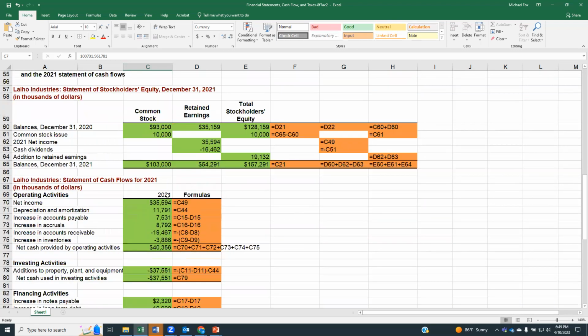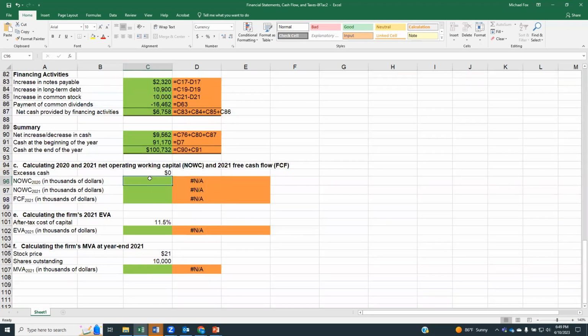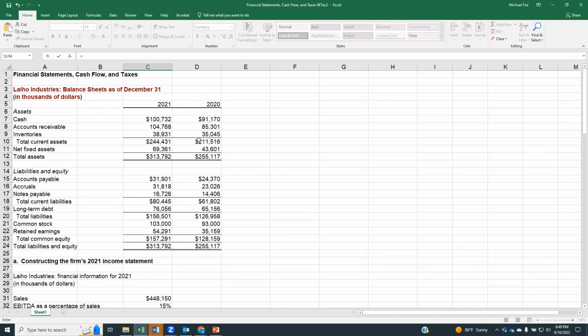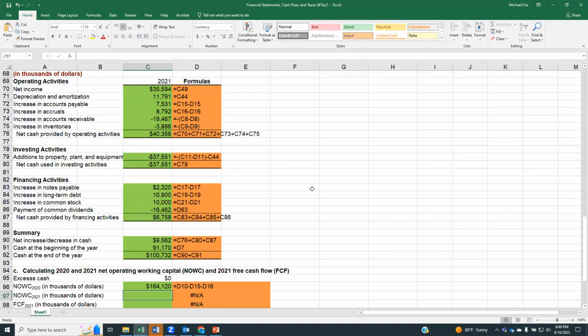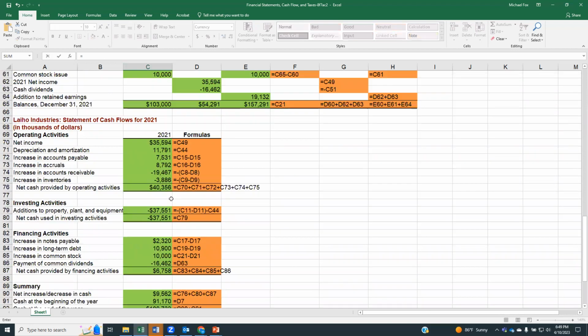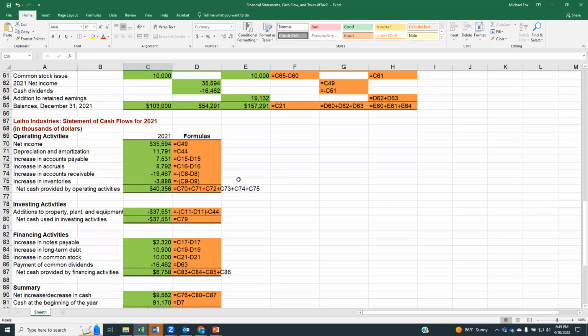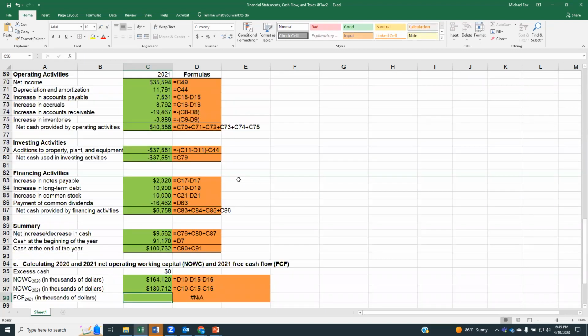Okay. So for this one, all we really do is say for 2020, this equals our total current assets minus our accounts payable minus our accruals. And that's it. For 2021, we'd say this equals our total current assets for 2021 minus our accounts payable minus our accruals. So there is our net operating working capital for 2020 and 2021.